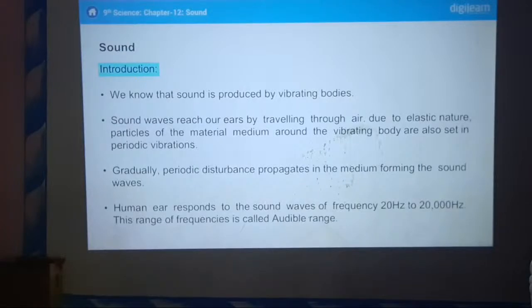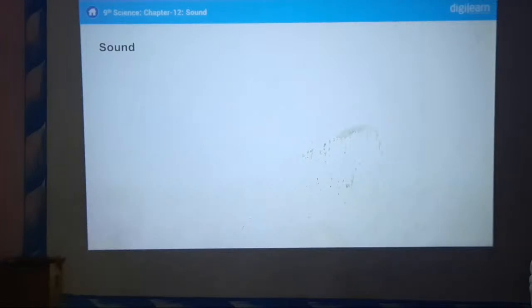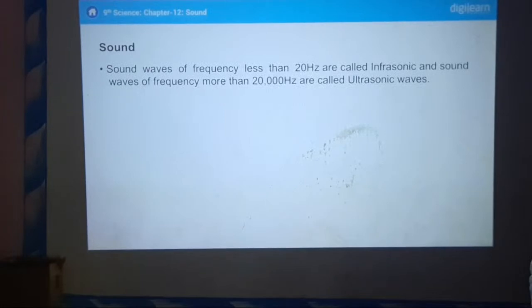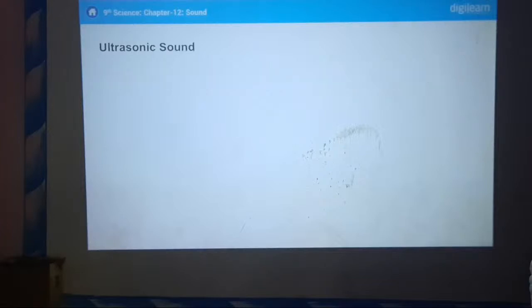Human ear responds to the sound waves of frequency 20 Hz to 20,000 Hz. This range of frequencies is called audible range. Sound waves of frequency less than 20 Hz are called infrasonic, and sound waves of frequency more than 20,000 Hz are called ultrasonic waves.